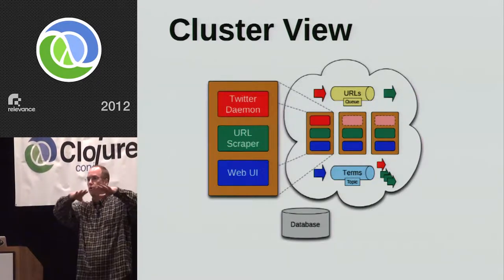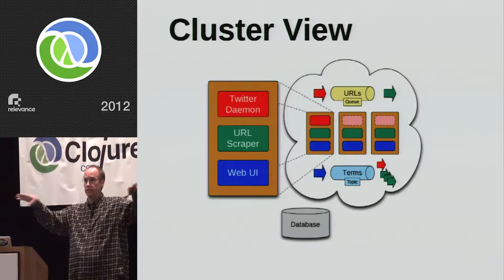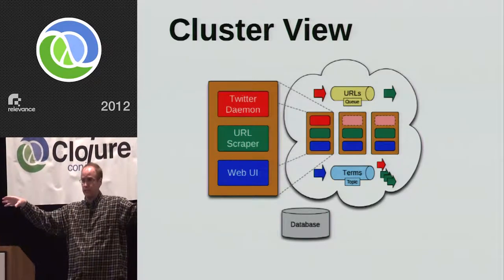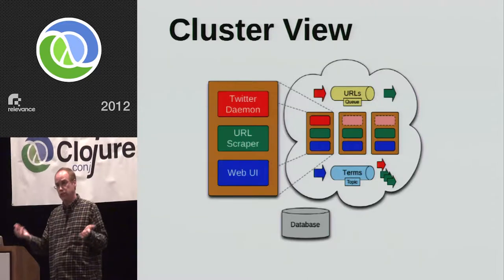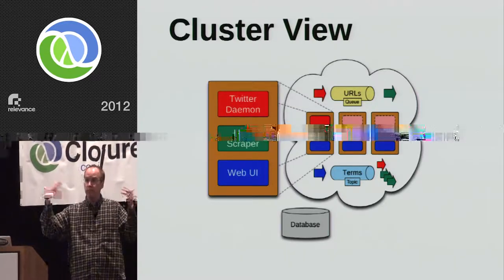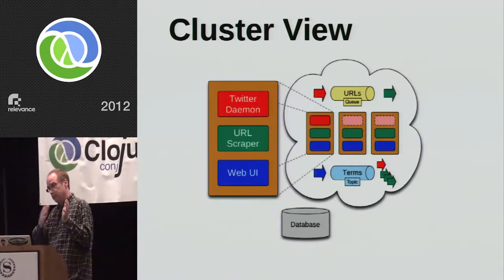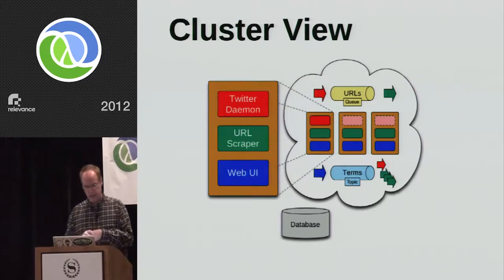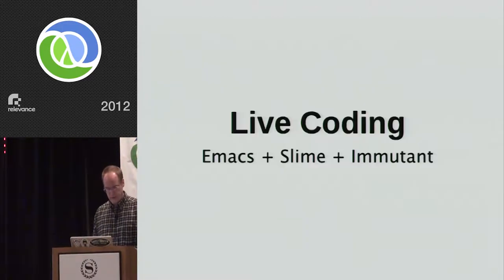Contrast that with the URL scraper, the little green guy. We get automatic load balance distribution of messages across the nodes in our cluster. So we want to be able to achieve scale and find more Justin Bieber critical analysis just by adding another node to our cluster. So we'll see that.